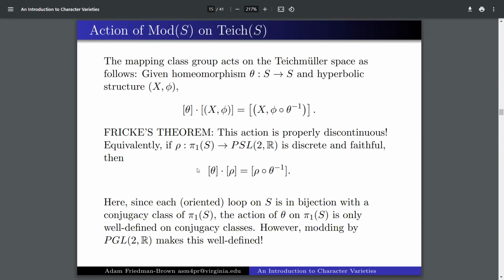And just to talk about what this means, how does theta act on the fundamental group of S? Well, each oriented loop on the surface is in bijection with some conjugacy class of pi1 of S. And a mapping class element, a homeomorphism, does send each loop to some other loop. So it sends each conjugacy class of pi1 of S to a different conjugacy class. And so it's not quite well defined, except for we mod rho by conjugation in its image, in its codomain. And that happens to make it well defined. It means that all we need is an action on conjugacy classes.